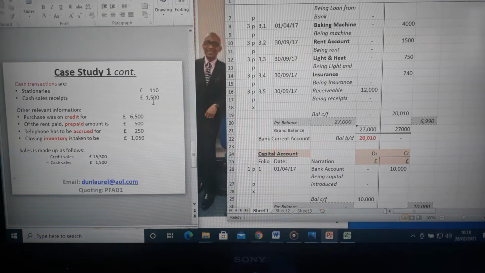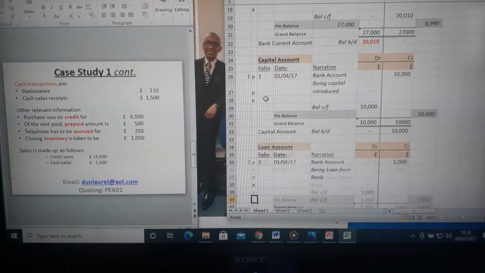Prepayment is receiving your debit because it's receiving the money which we have not used from the rent account. So debit prepayment 500, and credit rent. Luckily, we have rent open up here. So we're going to go to the rent account, if I can locate it.